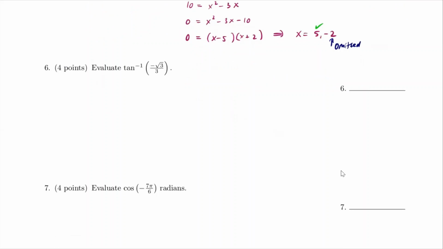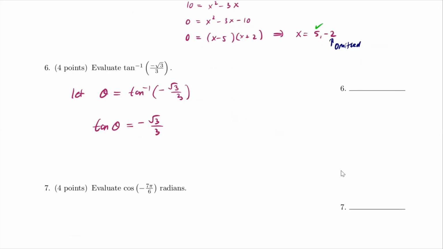So we're looking at tangent inverse of negative square root 3 over 3. So let's let theta be equal to tangent inverse of negative square root 3 over 3. So if I apply tangent on both sides to get rid of the inverse, we have tangent theta is equal to negative square root 3 over 3. And we want to know what is the angle. So the tangent is negative square root 3 over 3.